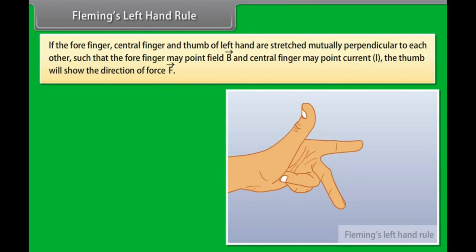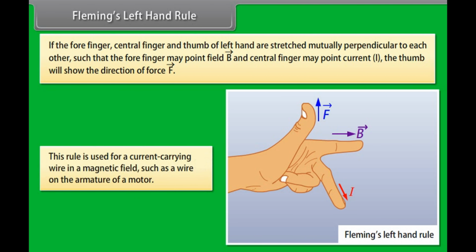Fleming's left-hand rule. If the forefinger, central finger and thumb of the left hand are stretched mutually perpendicular to each other, such that the forefinger points along the field and the central finger points along the current, the thumb will show the direction of force. This rule is used for a current-carrying wire in a magnetic field, such as a wire on the armature of a motor. Maxwell's corkscrew rule.